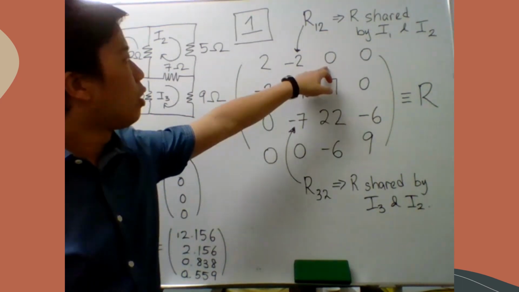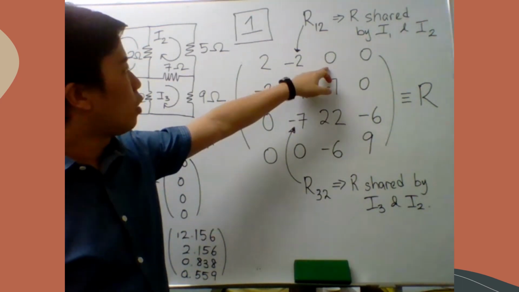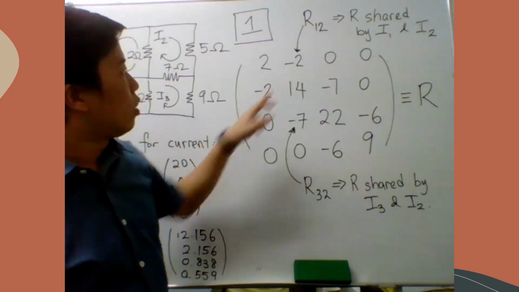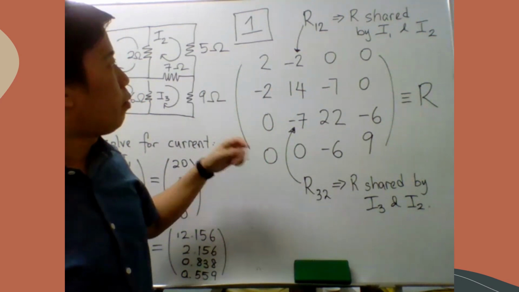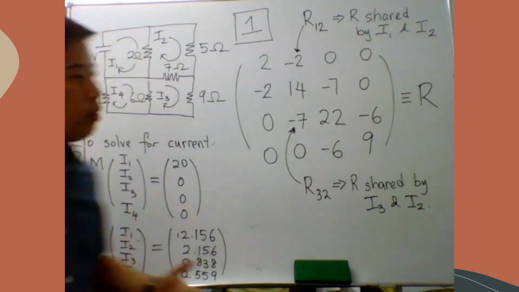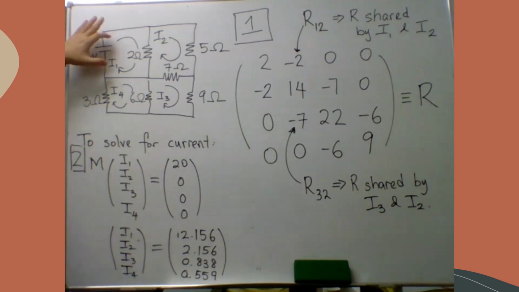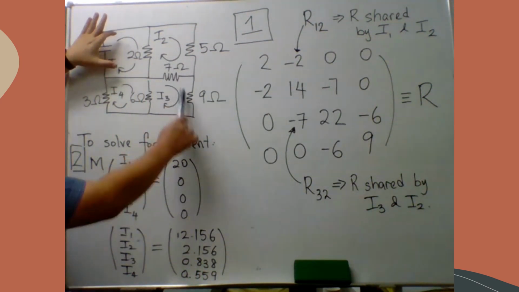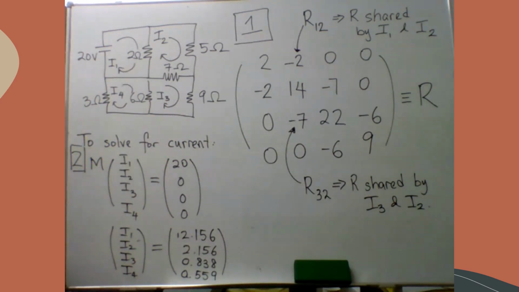Here, this is R13, and this is R31. So the sum of resistance shared by current number 1 and number 3 is going to be here. If you look at this, current number 1 is over here, number 3 is over here. So they do not share any resistance. So therefore, it's going to be 0.